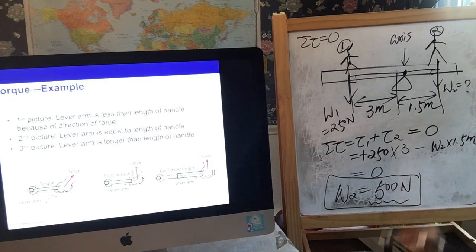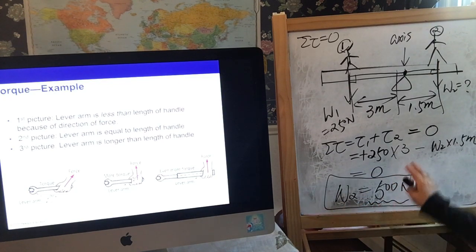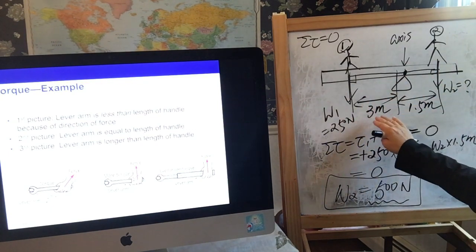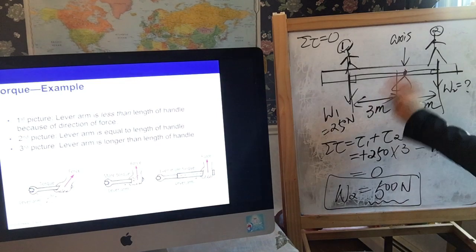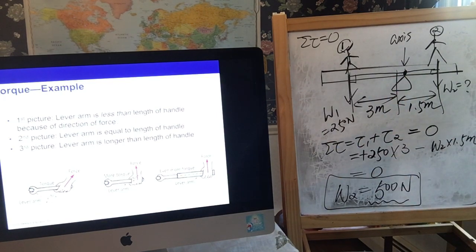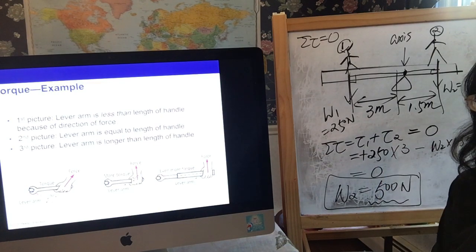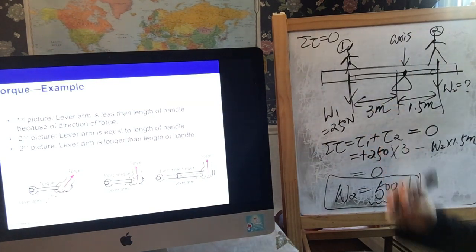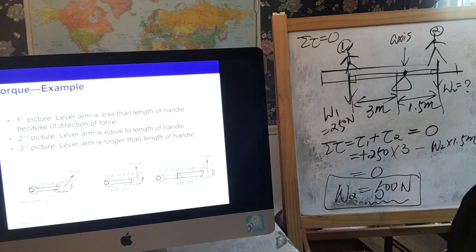So this person has to be 500 newtons in order to balance the beam, supposing everybody is standing 3 meters and 1.5 meters away, based on that diagram. All right, so that's one of the examples I want to give to you. So hopefully you can learn from this example how we can calculate the torque and how we can decide the sign of the torque based on its rotational direction.